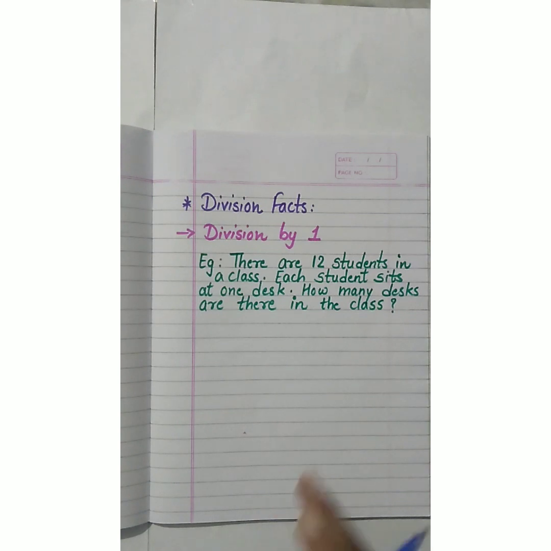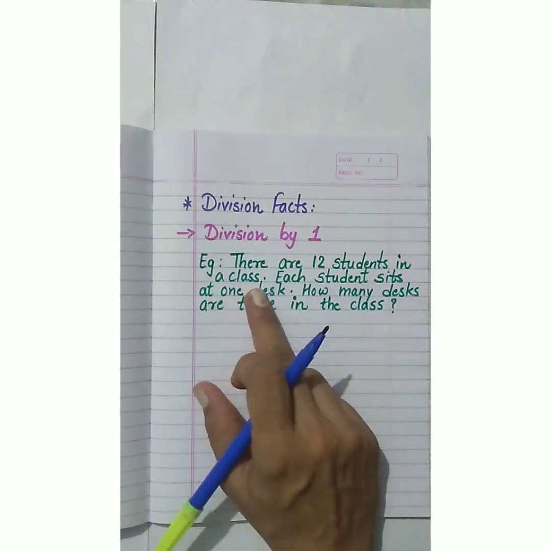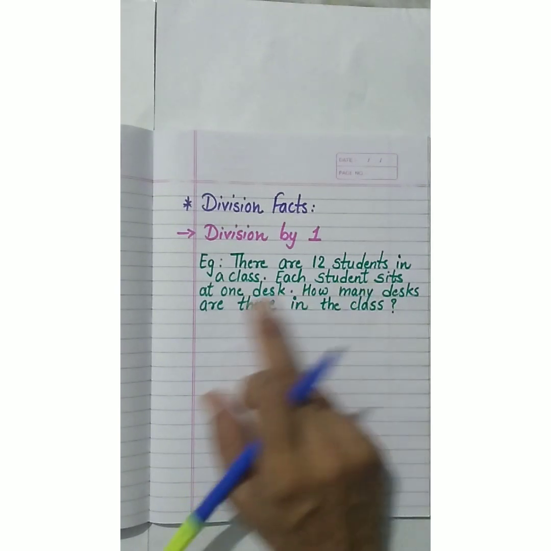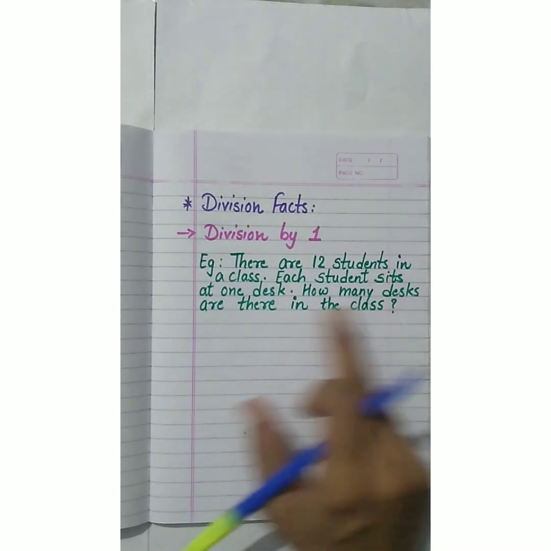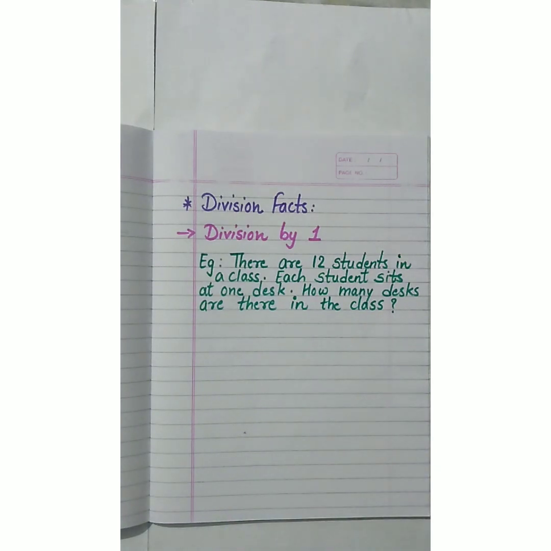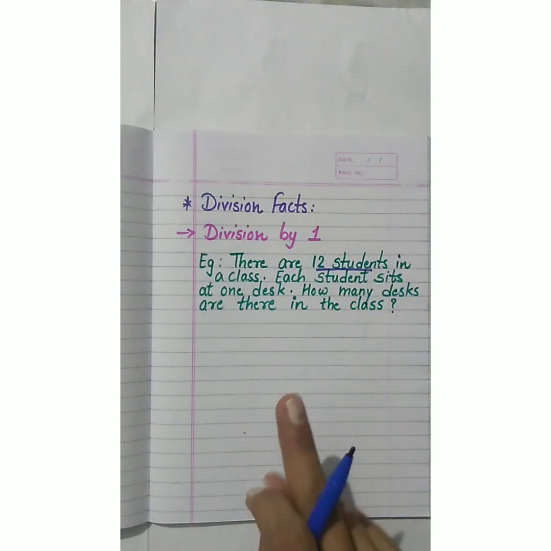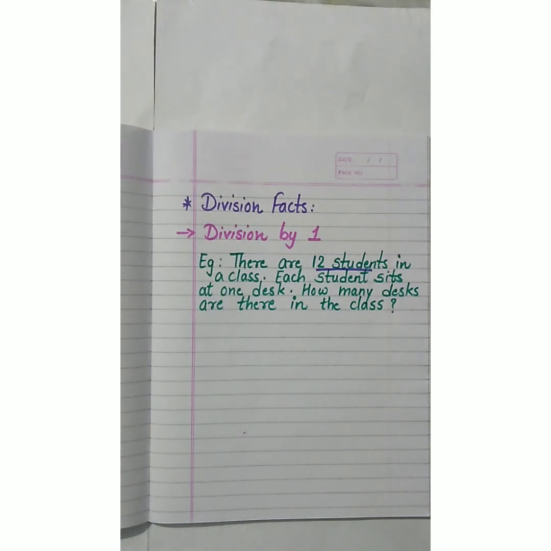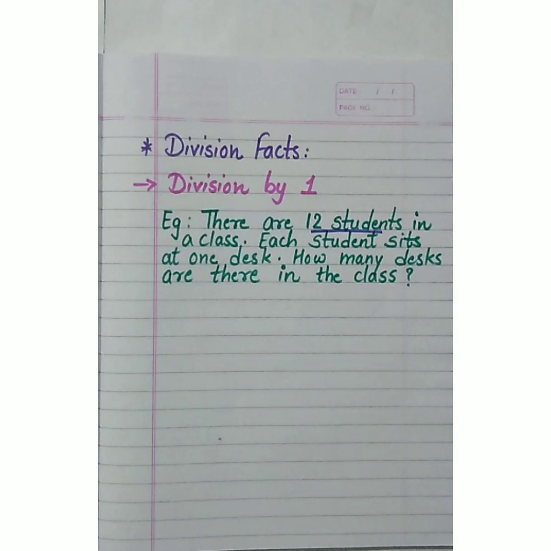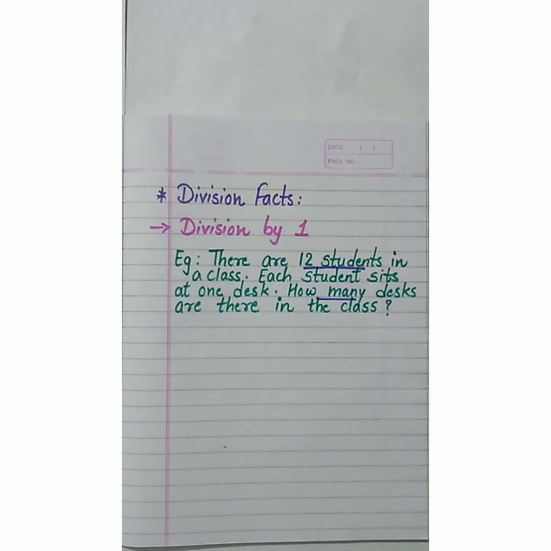Let us see one example. There are 12 students in a class. Each student sits at one desk. How many desks are there in the class? So here there are 12 students in class. So our first statement is number of students in class. Then each student sits at one desk. So our second statement will be number of students at a desk. And the third statement will be what we have to find out. We have to find out how many desks are there in the class.